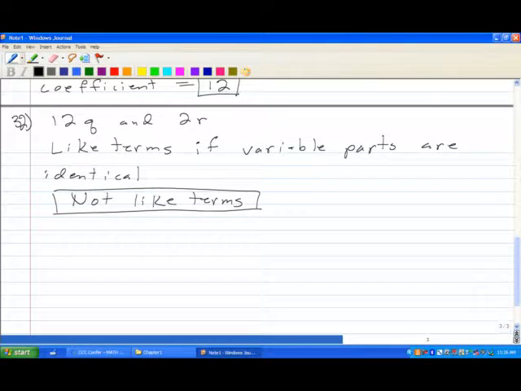Problem number 36. Negative xyz and xyz. In this case, the variable parts are the same. They're both xyz. Therefore, these are like terms.